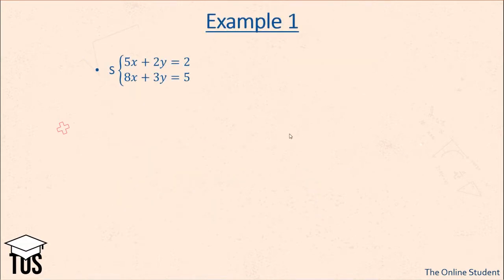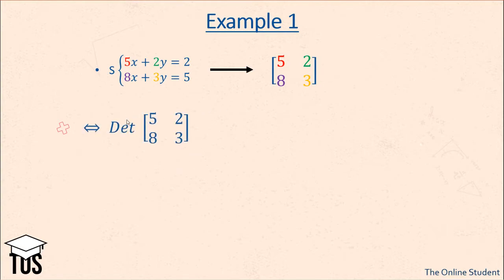Let's have a look at an example. We have this system of two equations. The first step is to put these coefficients of our variables x and y into a matrix. Then, the determinant of this matrix, which can be denoted with these straight lines, is given by the multiplication of the elements on the green line, so 5 times 3, and we subtract the multiplication of the elements on our red line, which is 8 times 2.